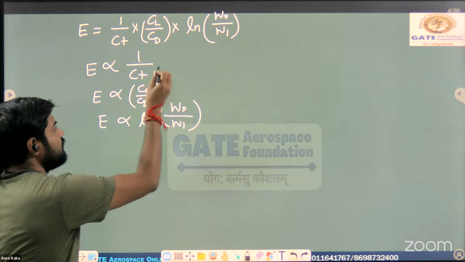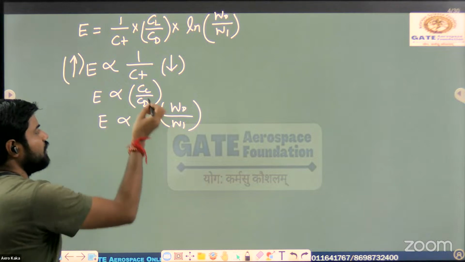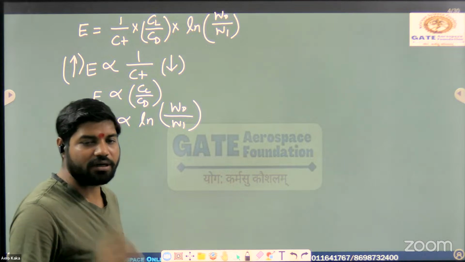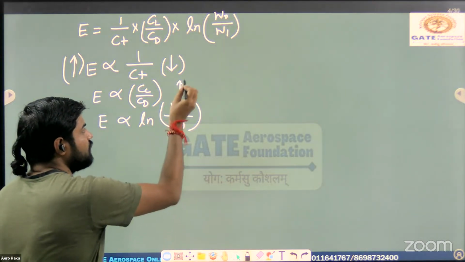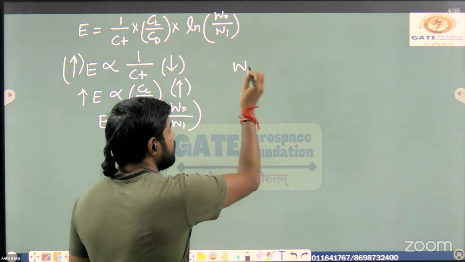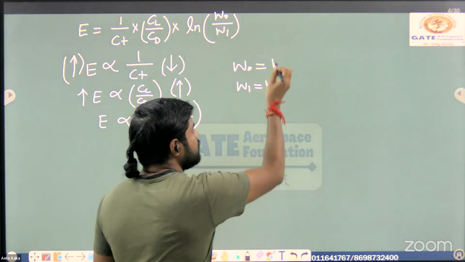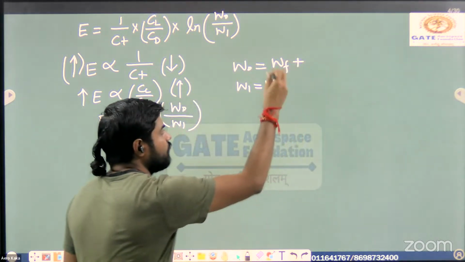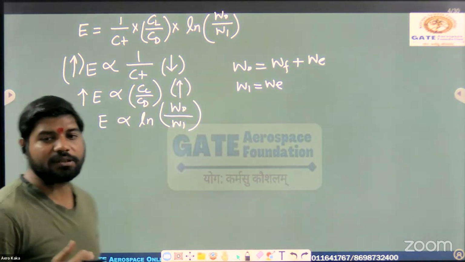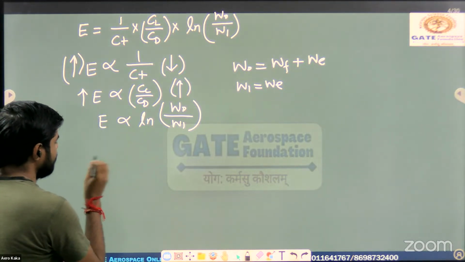If suppose the CT is low, then the E value will increase, right? If you increase the L by D ratio, or you can say CL by CD ratio, or aerodynamic efficiency, then this value also increases. Again, what is this W1 or W0 here? W1 is nothing but WE here. This is the weight of the fuel plus the empty weight. During the flight, generally we consider it as the instantaneous weight.